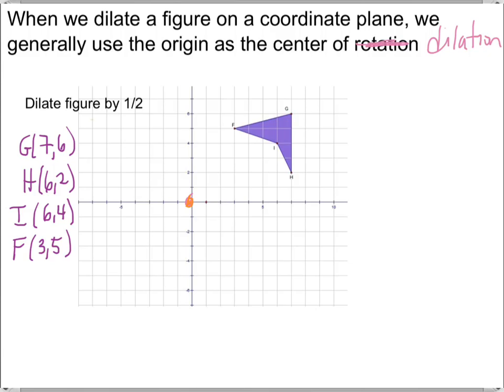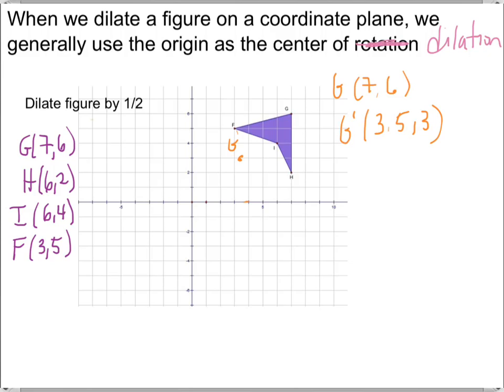So if we look at the original G, it is 7 units across and 6 units up, and that's the distance G is from the origin, and we want to take half of that distance. What we can do is, since that's G, we can take half of all the coordinates. So G prime will be 3.5 and 3. Okay, so let's find G prime here. 1, 2, 3.5 and 3 would be right here. That's G prime.